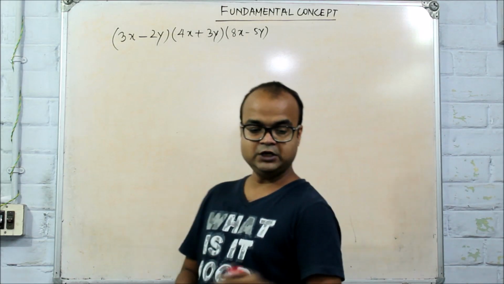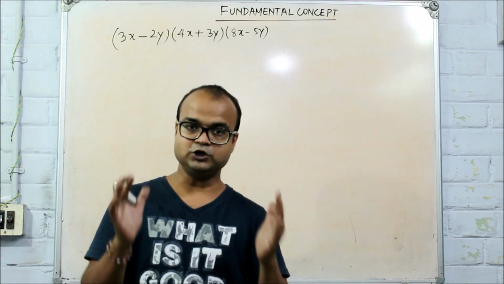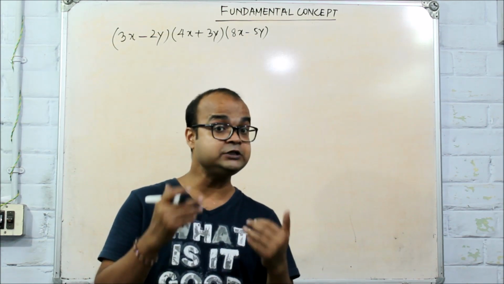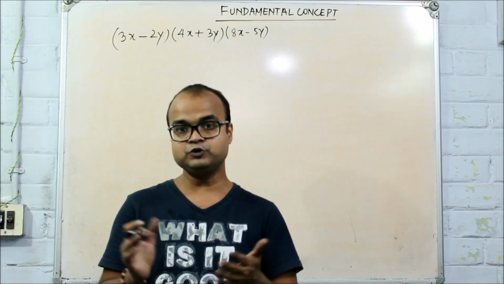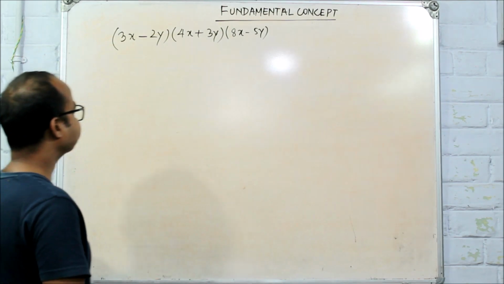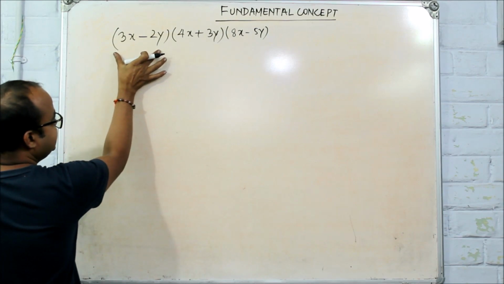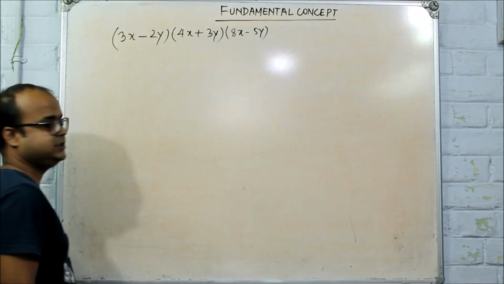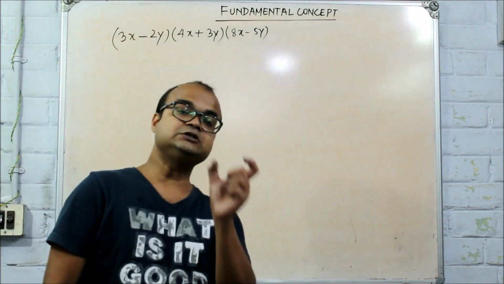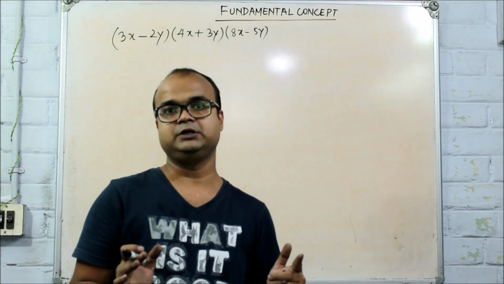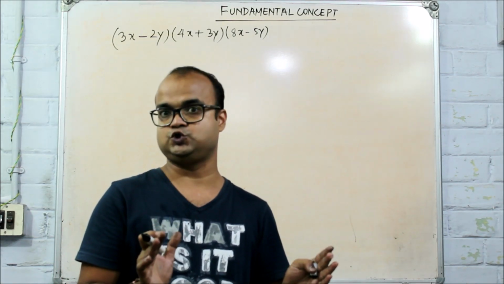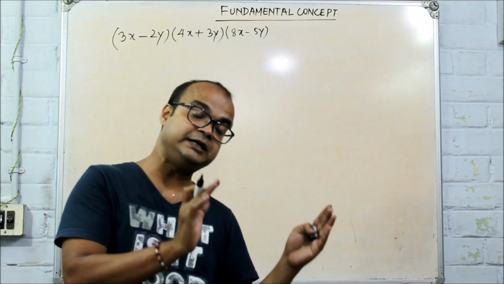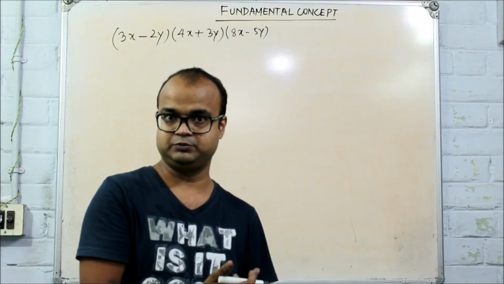So till now we learned how to multiply a polynomial by another polynomial. Now if more than two polynomials are given, how do we proceed? Let us take one example. Now see, 3x minus 2y multiplied by 4x plus 3y multiplied by 8x minus 5y. You need to take any two polynomials and first multiply those two. Once you multiply and simplify, then you proceed to multiply the result with the third polynomial.